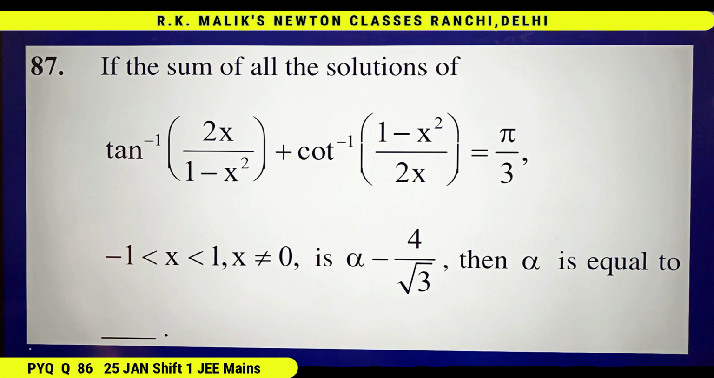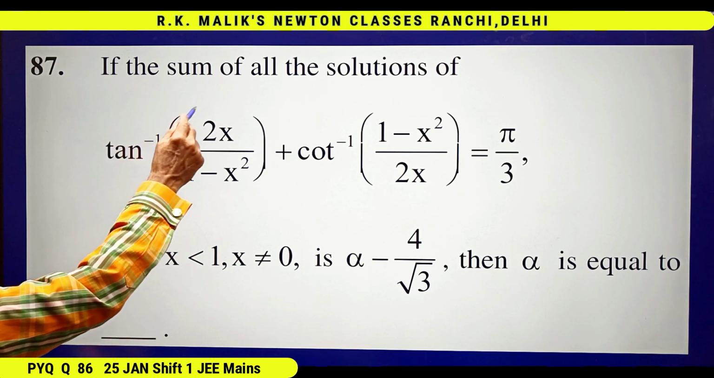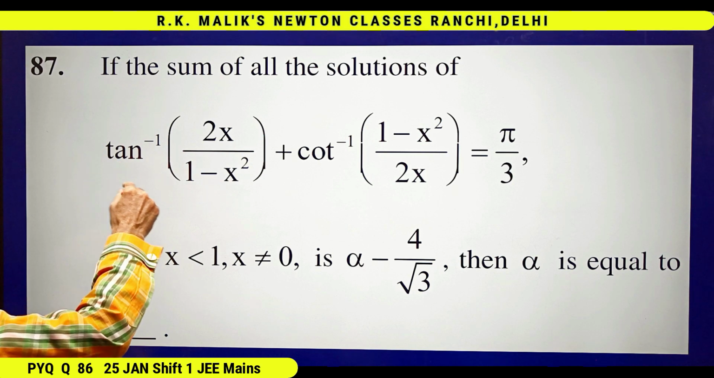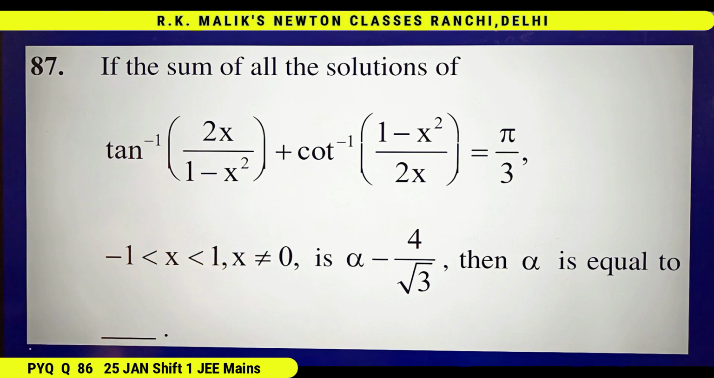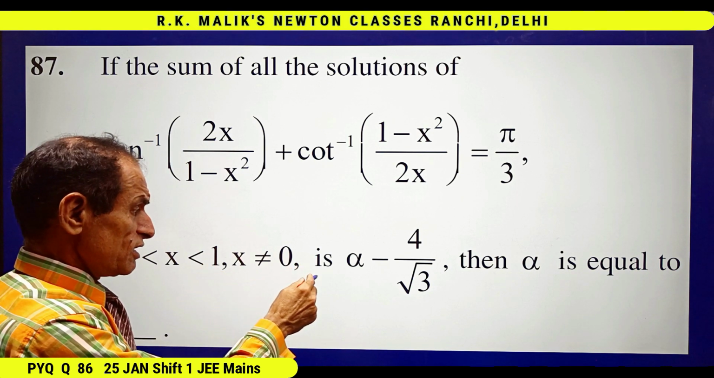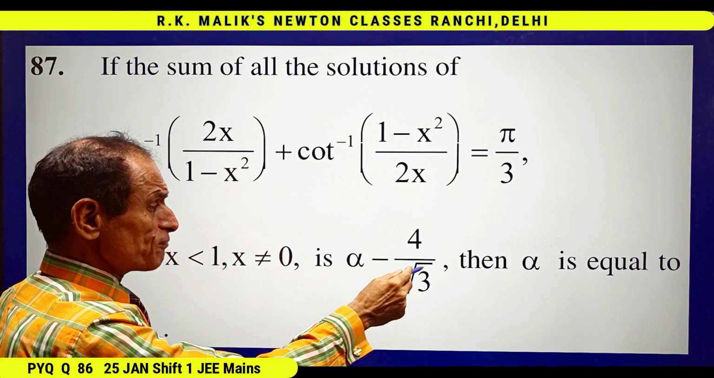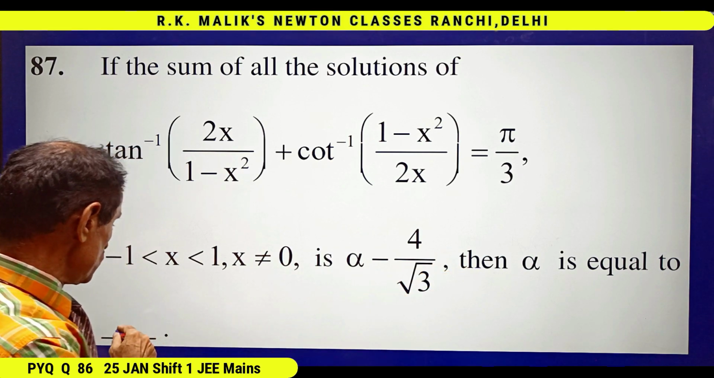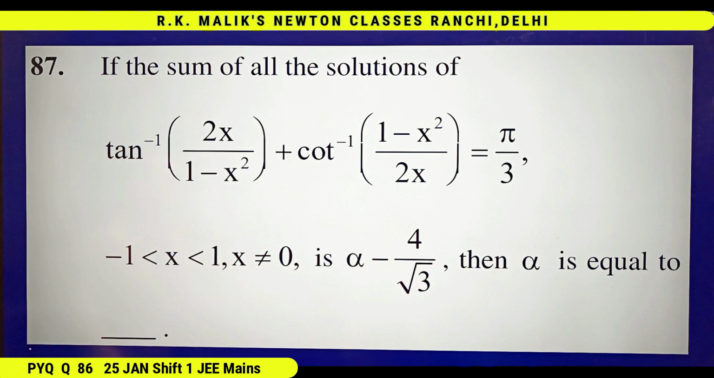In this question, it is given that if the sum of all the solutions of this equation, where x lies between -1 and 1, x is non-zero, is alpha minus 4 by root 3, then alpha is equal to dash. You have to fill in the blank.